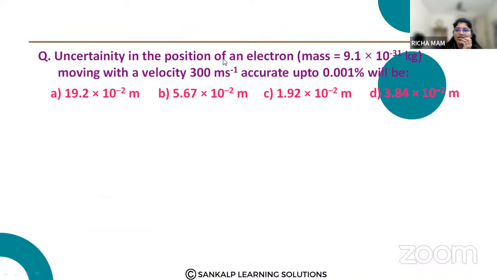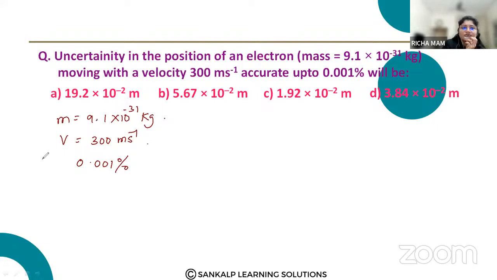Uncertainty in the position of an electron. The mass of the electron is given, which is 9.1 into 10 raised to minus 31 kg, moving with a velocity of 300 meter per second. And there is some accuracy, accuracy is given as 0.01%. They have asked what will be the uncertainty in the position. Accuracy is given, so we have to find the change in velocity.